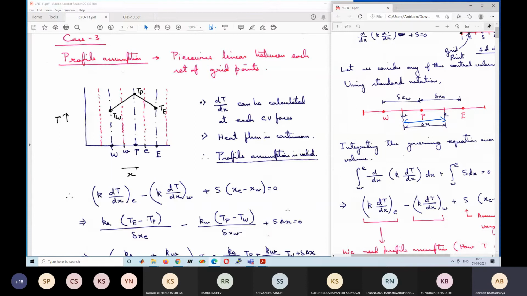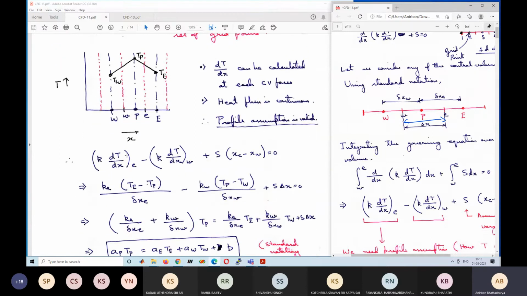So this is delta X, S delta X. Okay. See, now we have removed these derivatives and we have written it with grid point values. Okay, this was our target. If you remember, this was our target, to remove the derivatives and write in terms of grid point values.